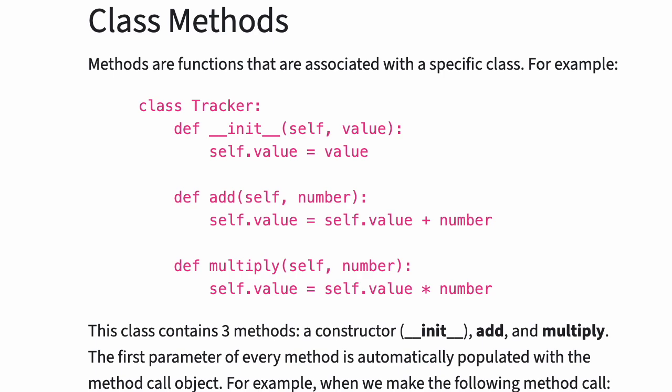Methods are functions that are associated with a specific class. For example, the tracker class contains three methods: the constructor, add, and multiply. The first parameter of every method is automatically populated with the method call object.